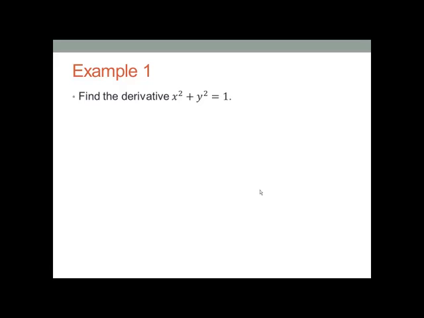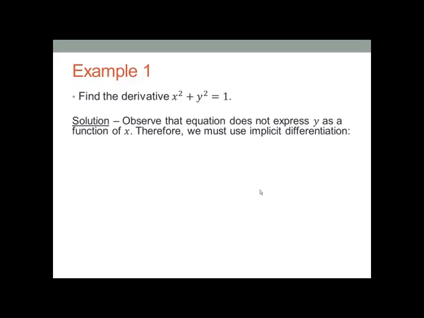Example 1, we're asked to find the derivative of x squared plus y squared equals 1. Because y is not expressed as a function of x, we use implicit differentiation. We start by indicating that we're taking the derivative of both sides of the equation with respect to x. Then we take derivatives. The derivative of x squared is 2x, and the derivative of y squared is 2y, but because y is not x, I attach a dy dx to indicate that I'm taking the derivative of y with respect to x. On the right side, the derivative of 1 is 0.